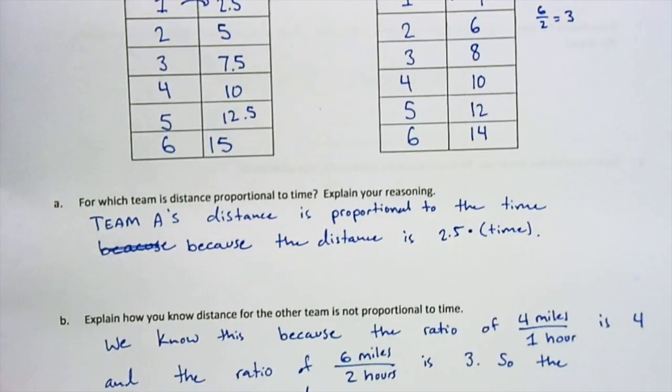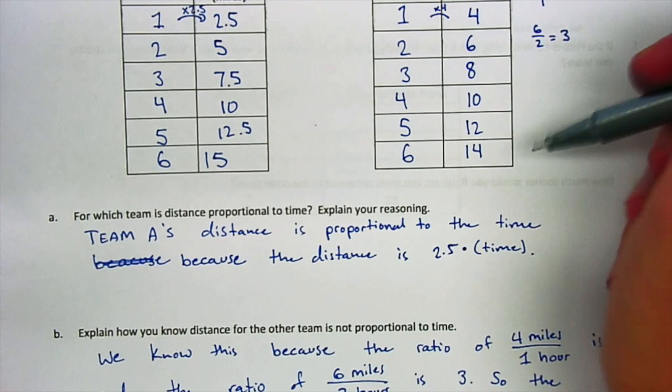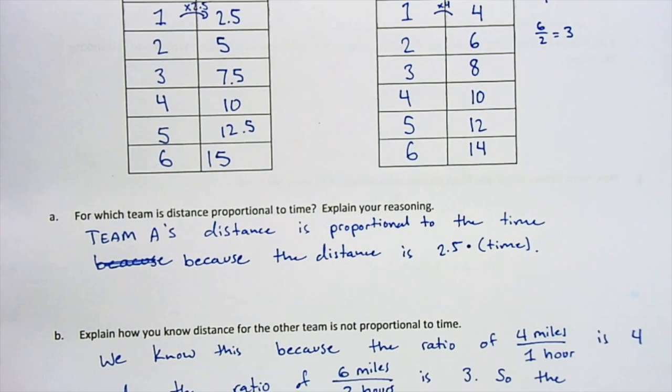And we solve for those two up top. 4 over 1 is equal to 4. 6 over 2 is equal to 3.